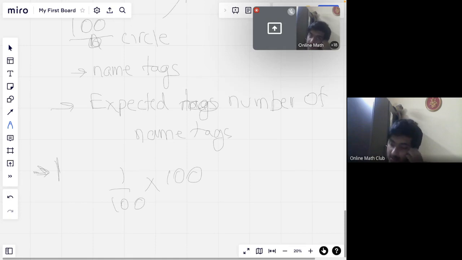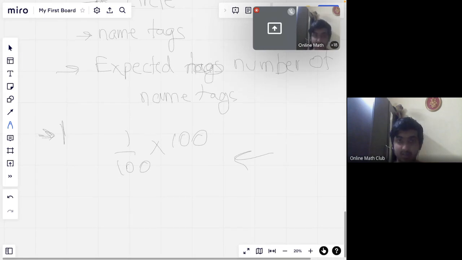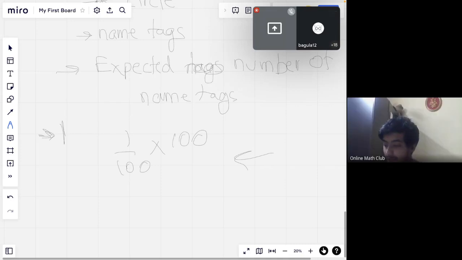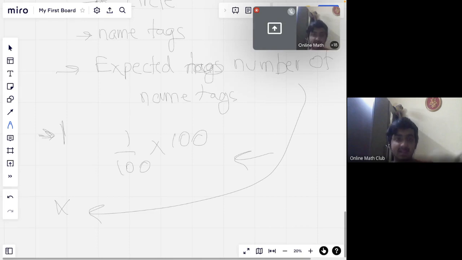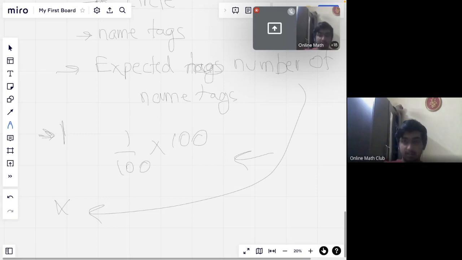Can everybody see why this is true? We can set up indicator variables again. What will be the random variable here? The random variable will be X, the number of name tags that come back to the correct person. That's what's changing, because each time we're calculating the expected number of name tags that come back to the right person.